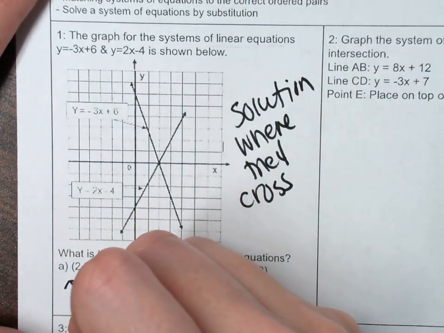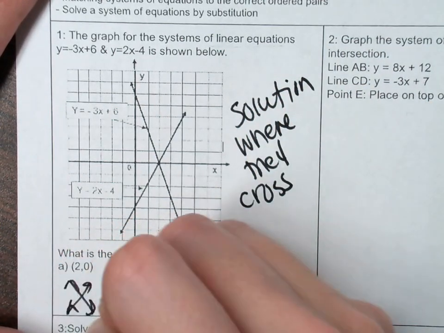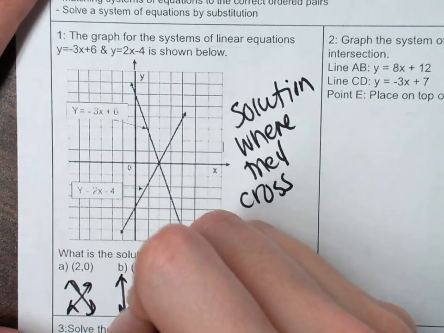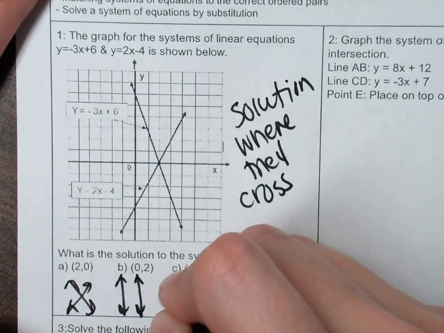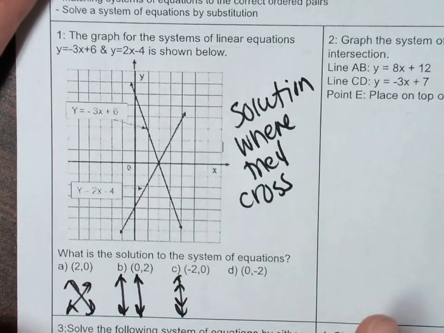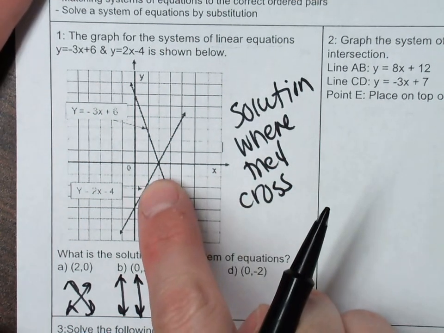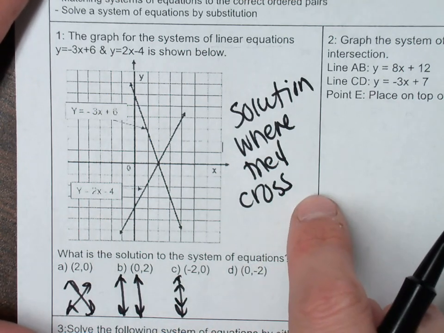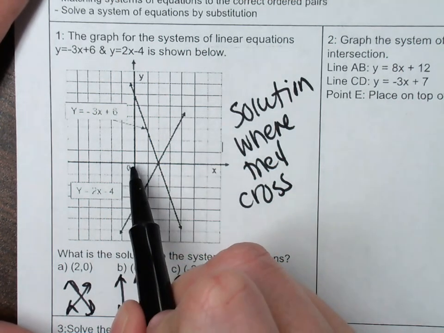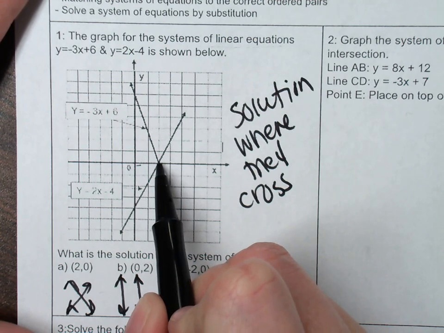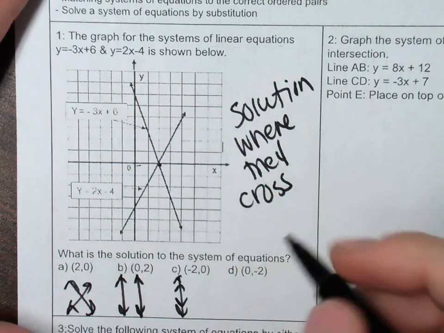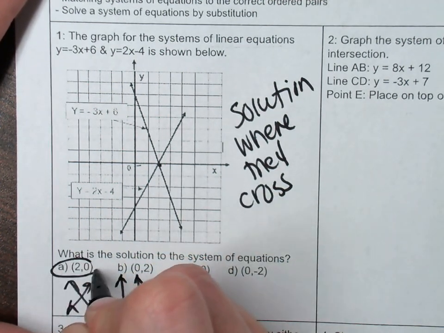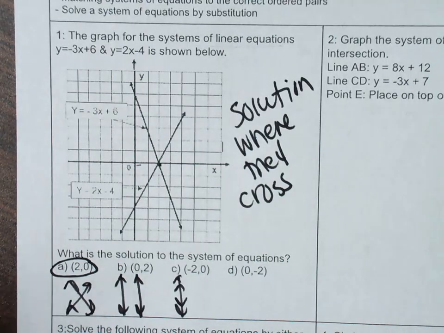We can have one solution where they cross one time. We can have no solution where they're parallel, or we can have infinite solutions where it's the same line. In this case, this is one solution and you need to identify the solution. And the solution is where they cross. So from 0 we go right 2 and up 0. So my coordinate is going to be 2, 0.